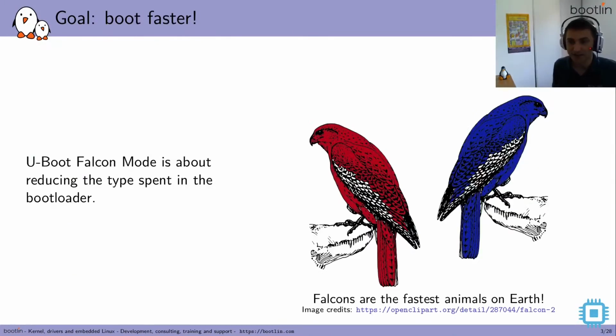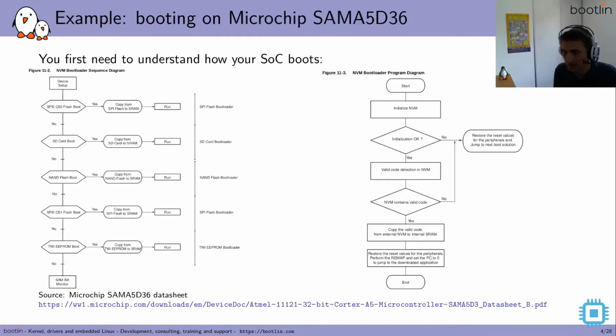The goal here is to boot faster. So U-Boot Falcon Mode is about reducing the time spent in the bootloader, and the name was chosen because falcons are the fastest animals on Earth. In this presentation, I'm going to show how to use the Falcon Mode on the SAMA5D3 Xplained board from Microchip. So the first thing you need to understand is how your SoC boots.